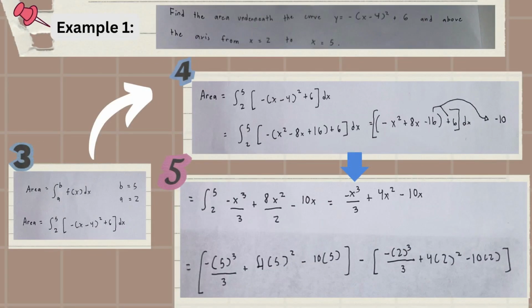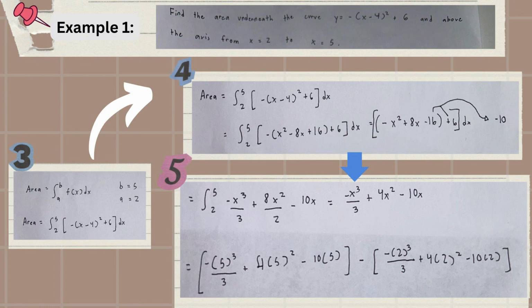So now, we have to find the area. We show the upper and lower limits, which are 5 and 2, then the function. First, we simplify the function inside. So we go to the fourth step. Negative (x minus 4) squared plus 6 dx turns into negative (x squared minus 8x plus 16) plus 6 dx.